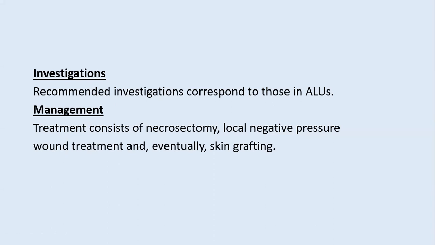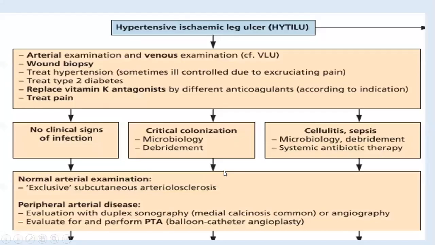Investigation. Recommended investigations correspond to the investigations mentioned in arterial leg ulcers and venous leg ulcers. Management consists of necrosectomy, that is removal of the necrosed area, local negative pressure wound treatment, and eventually skin graft. So this is the algorithm for hypertensive ischemic leg ulcers.